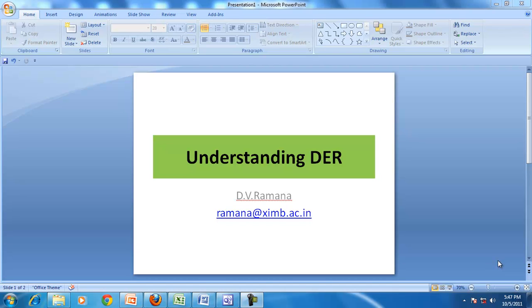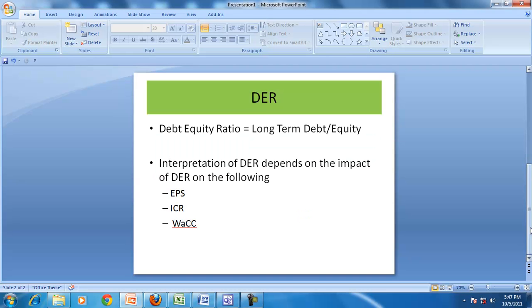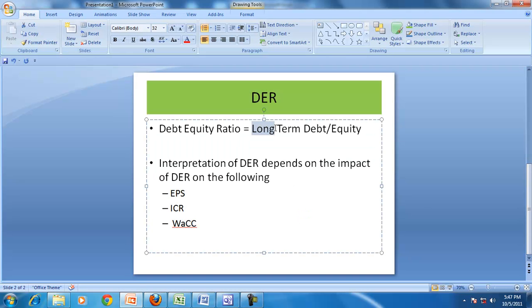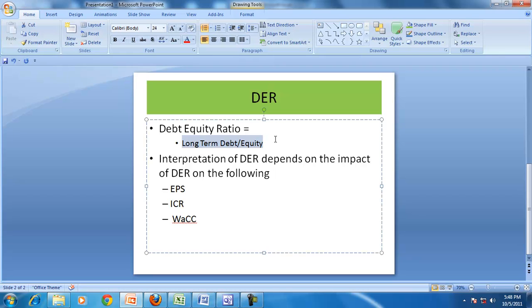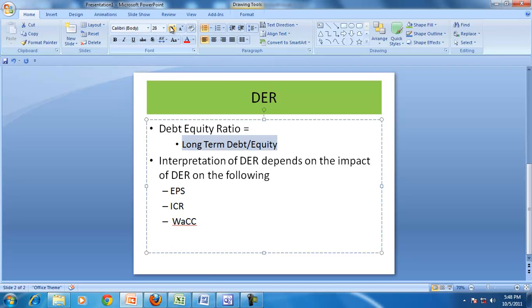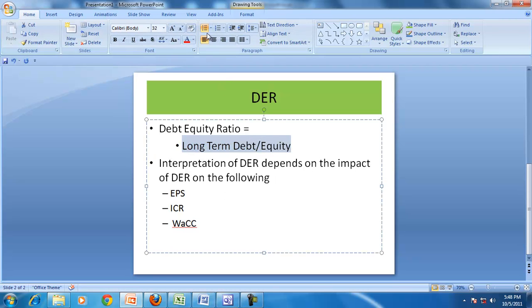In this session we will concentrate on understanding one of the important ratios called the debt equity ratio. The debt equity ratio shows the solvency position of a company and is calculated by dividing the long-term debt by the equity. So long-term debt by equity is the debt equity ratio.